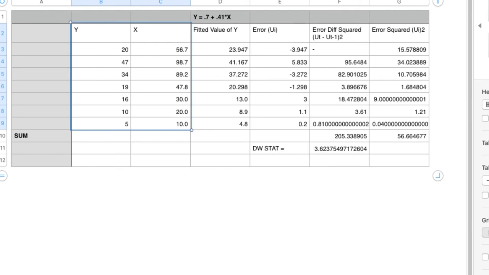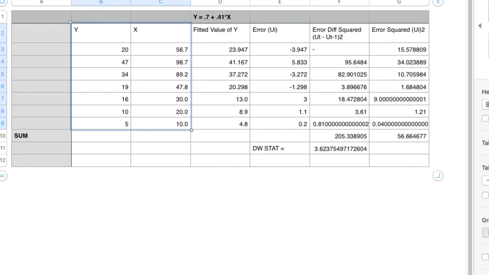Now, how do we calculate the error? We are already familiar with how to calculate the error. Essentially, you just have to subtract these two terms, the fitted value of y and the actual y, right? And if we subtract these two terms, we get these error terms. If we subtract 20 minus 23.94, we get minus 3.94. Similarly, for the second term, the third term, for all the different terms, we get these error terms, right? The 5.83 we get by subtracting 47 minus 41.167, and so forth. So this way we get all the error terms.